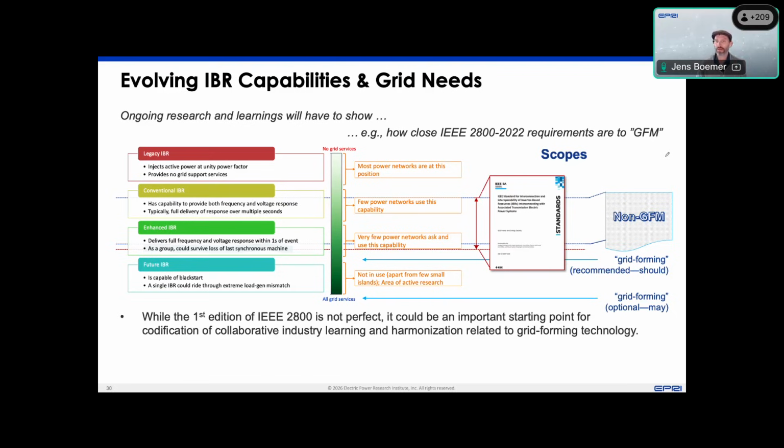And we fully recognize that this first version of IEEE 2800 has not been perfect, and therefore needs to be revised in parallel as we also try to fill those gaps for grid forming.